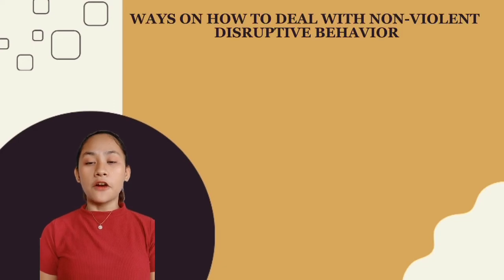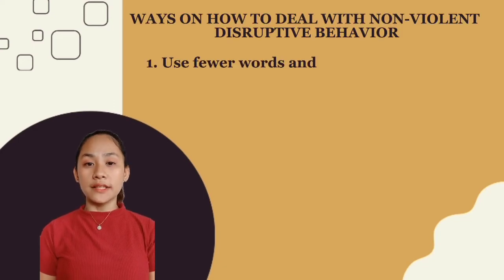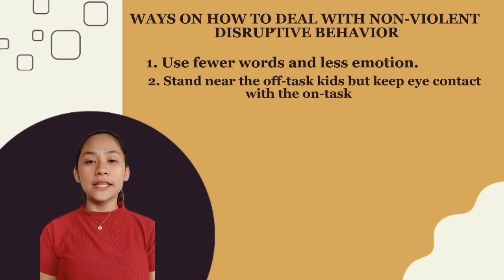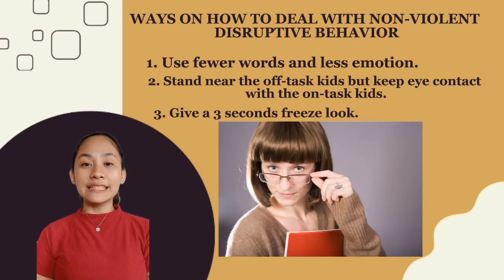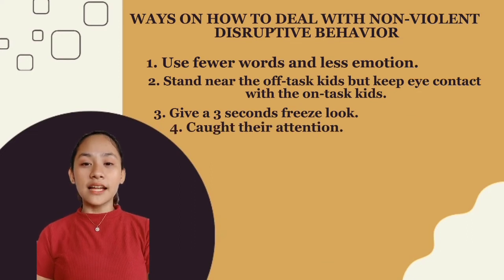Examples of this are, first, use fewer words and less emotion, or stand near the off-task kids but keep eye contact with the on-task kids. In this way, the discussion will not be delayed or stopped, and at the same time, we can discipline or minimize the disruption. Another way is to give a 3-second freeze look where you silently stare at the disruptive child. Also, catch their attention and calmly explain the right thing to do.